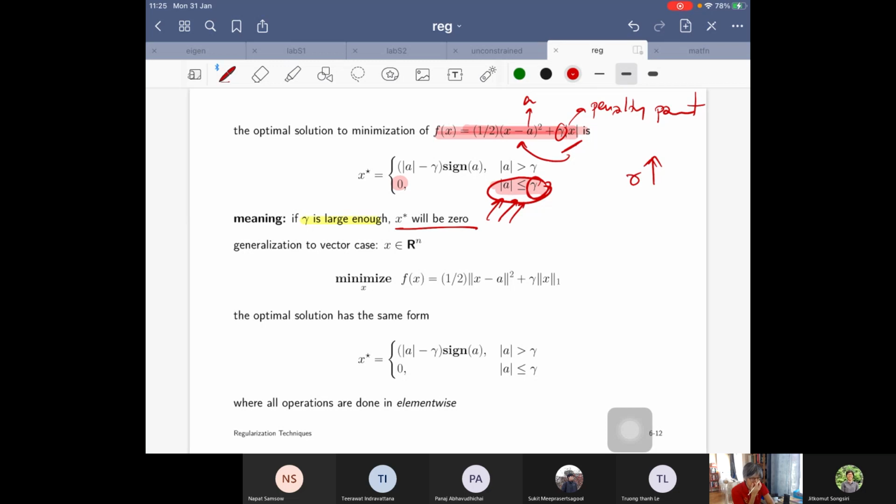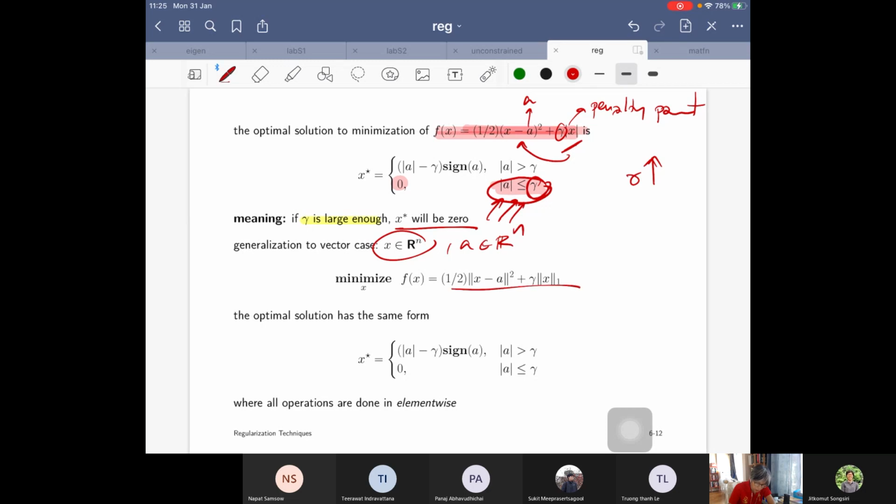And that is the first introductory interpretation of why the L1 norm promotes sparsity in the solution. From this simple scalar problem, we can generalize it into a vector one, because now you can generalize x to be a vector. You can let A to be a vector, right?